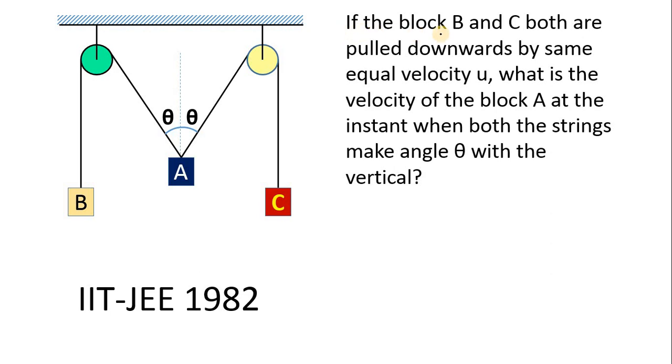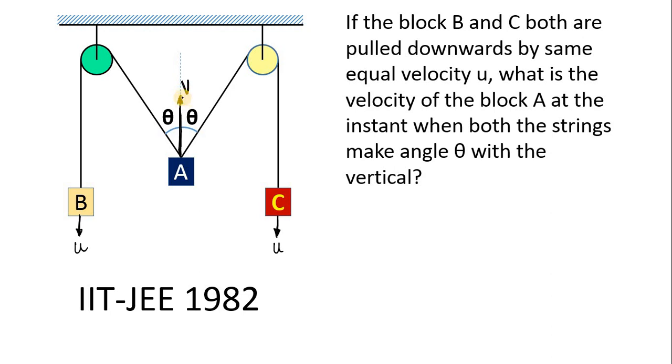So if the blocks B and C both are pulled downwards with the same equal velocity u, so let us say these two blocks are going down with the same velocity u downwards. What is the velocity of the block A at this instant when both strings make angle theta with the vertical? Let us say the block A is going upwards. Obviously the block A will go in the vertical direction only because of the symmetrical situation. Let us say A is going with velocity V upwards.